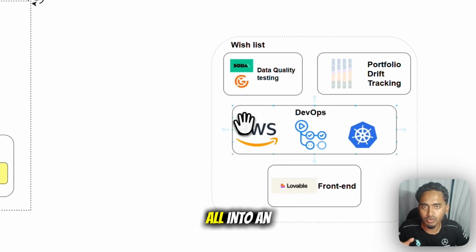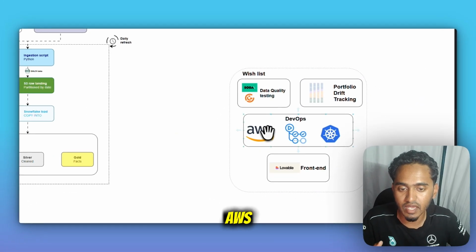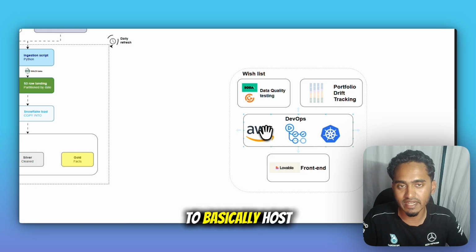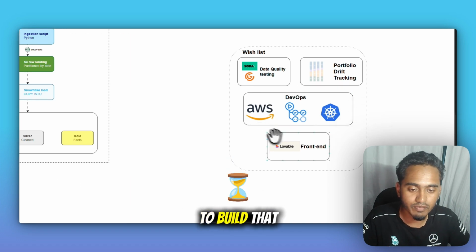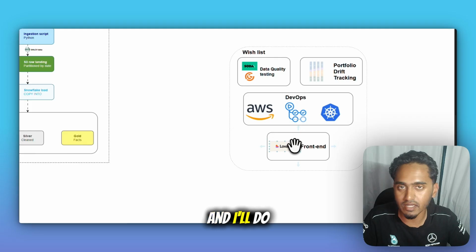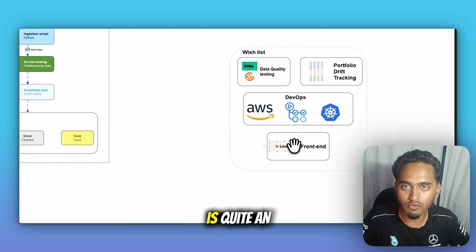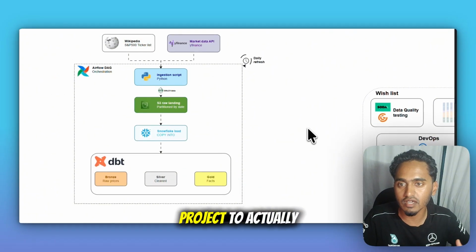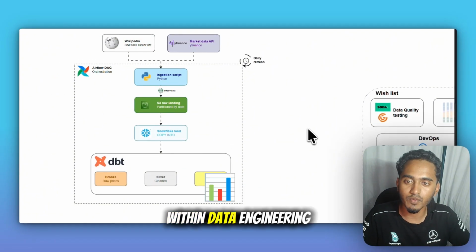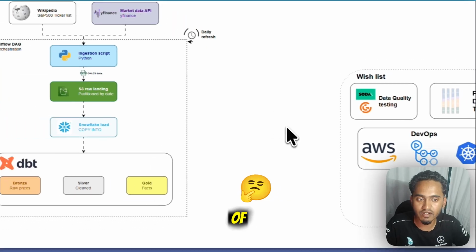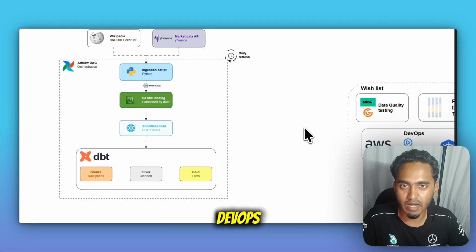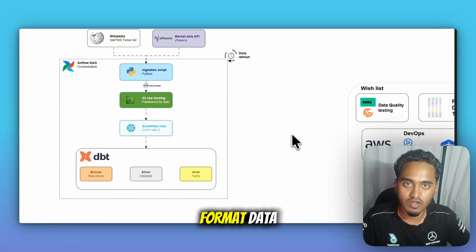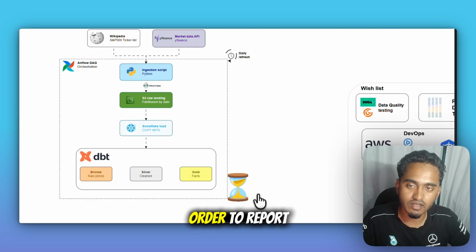Now, I want to put this all into an app using AWS, GitHub Actions, and Kubernetes to host the application. But in order to build that, I need to have a front end, and I'll do that via Lovable. But overall, this is quite an interesting piece of information and quite an interesting project to use within data engineering. And I feel like it brings together all this knowledge about DevOps as well as how to format data correctly in order to report on it.